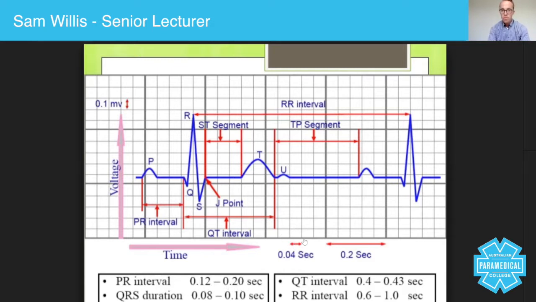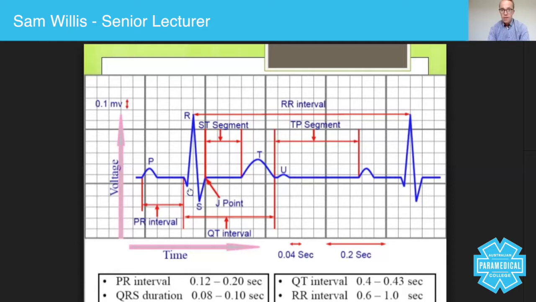So look at this time scale here. 1 small square on an ECG represents 0.04 of a second. So that's really fast. Whereas if you take 5 of them and put them together, 0.04 times 5 is 0.2 of a second. So again, really, really fast. So what you have here is 0.04, 0.08, 0.12. So that's absolutely fine. That's 0.12.